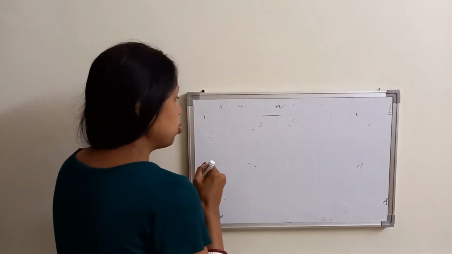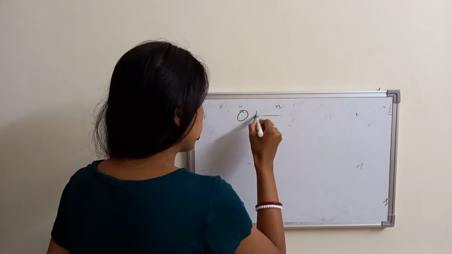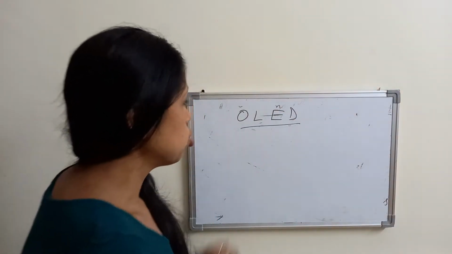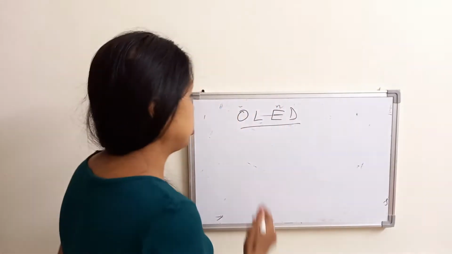Today I will tell about when the first organic light emitting diode was discovered. After that I will tell about the basic structure of the organic light emitting diode. The organic light emitting diode, short form OLED, is totally driven by the electroluminescence effect.